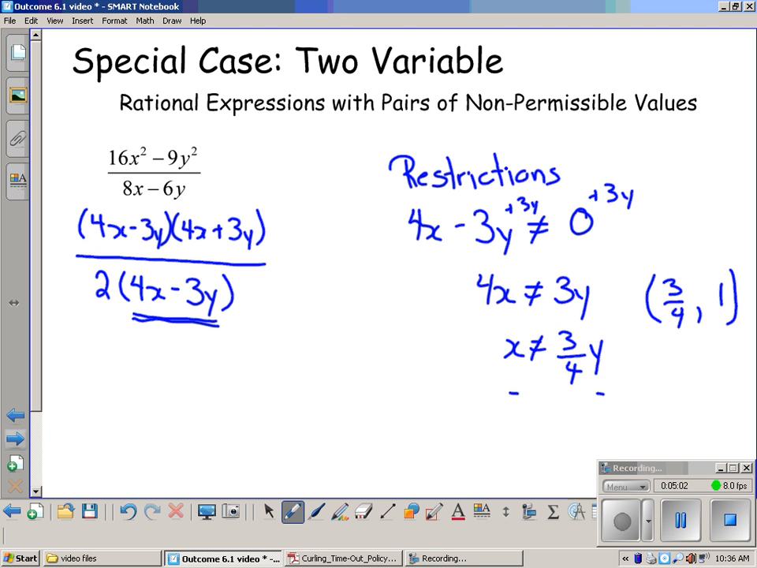So there's our restrictions. If we are now finishing simplifying, I have a factor of 4x minus 3y in the top and in the bottom, leaving me with 4x plus 3y in the top over 2 in the bottom.